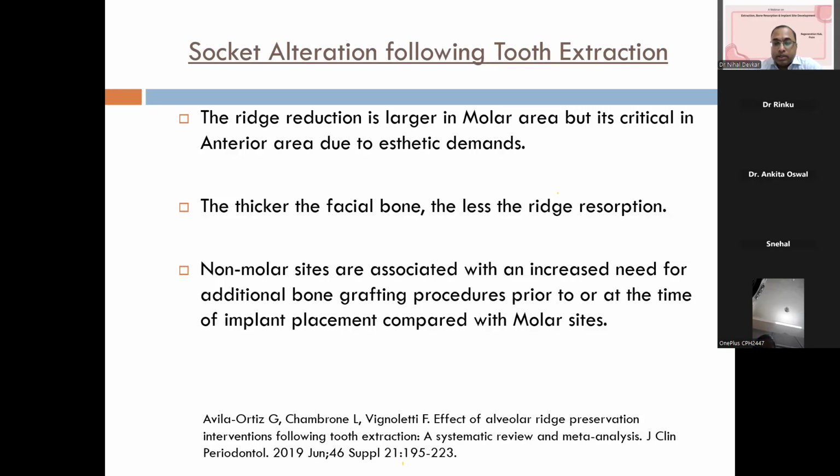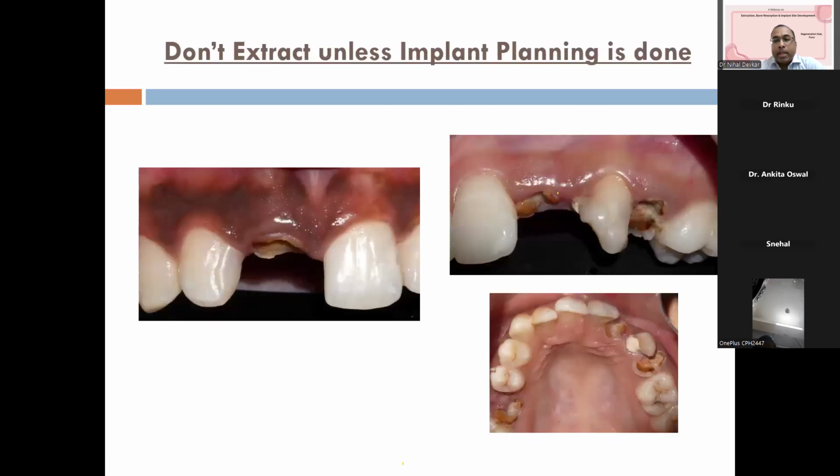Okay, as I mentioned, especially in Indian scenario or more in anterior areas, whether maxillary or mandibular areas, normally they need some additional form of bone grafting procedures, either during or prior to the implant procedures. So the lesson from all these, majority of these studies for us is do not extract any tooth, or rather tooth which is indicated for extraction, unless your implant planning is done.